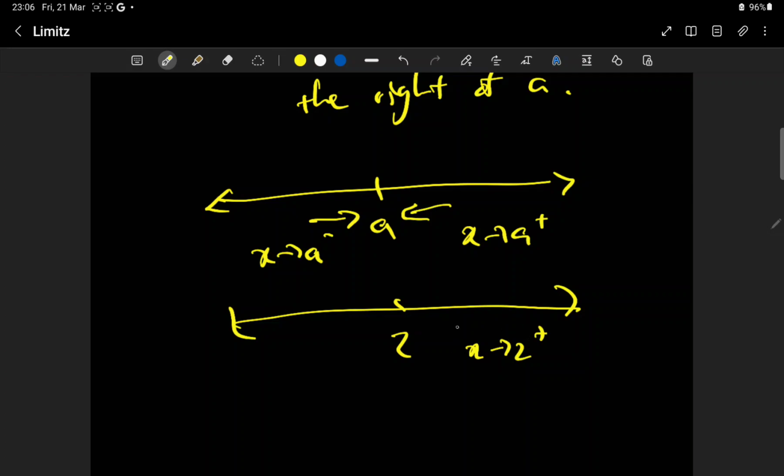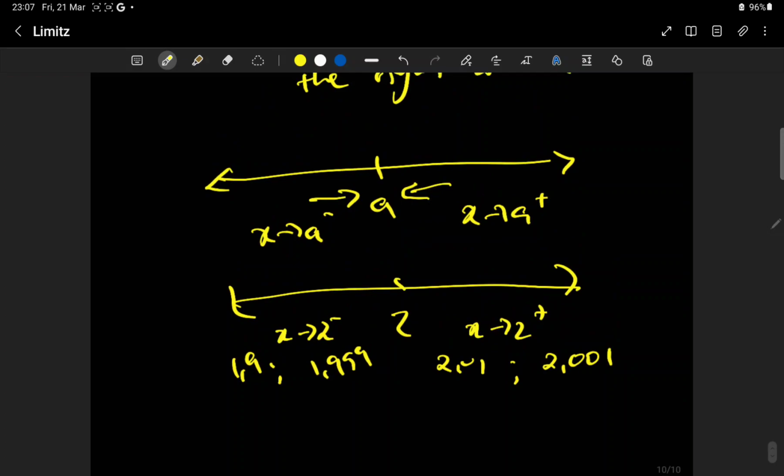Now here we're approaching 2 from the right of 2, meaning we're talking about numbers like 2.01 or maybe 2.001, numbers which are closer to 2 but from the right of 2. And then this will be x tends to 2 from the left, and then maybe we're talking about the number 1.9 or 1.999, stuff like that. So where does this get us to, right?